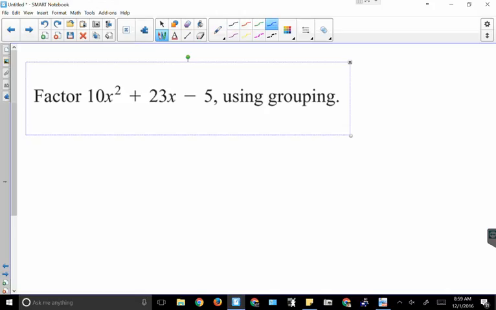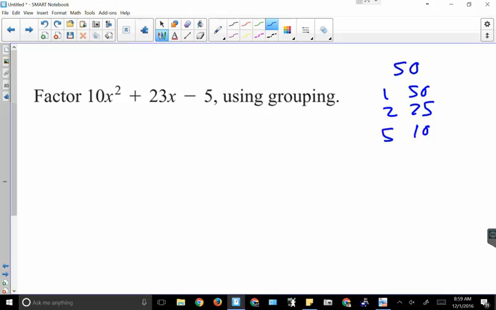What I would do, what's 5 times 10? 50. So what I would do now is I would go through and I would identify all the possible factors of 50 here. So that's 1 and 50. Let's see, 2 and 25. 3 doesn't go into it. 4 doesn't go into it. I get 5 and 10. Nothing else goes into it.